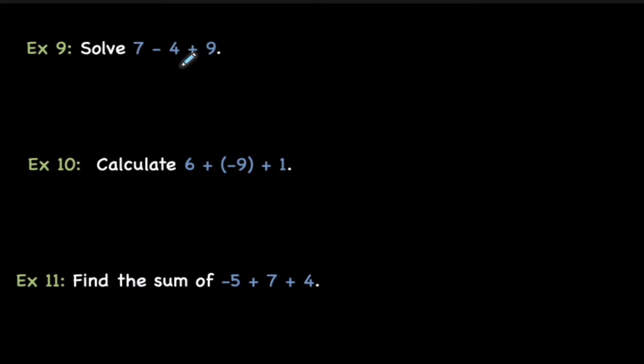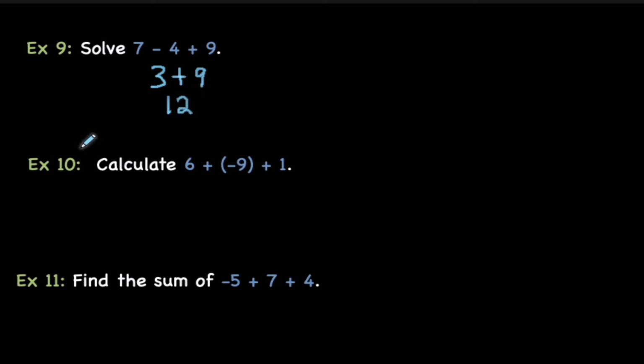Okay, so you're not going to begin with 4 plus 9, and then you get 13, and then you bring down your 7 minus 13, and that gives you negative 6. Okay, that's incorrect. So 7 minus 4 is equal to 3. Bring everything else down, plus 9. So your answer here is 12.